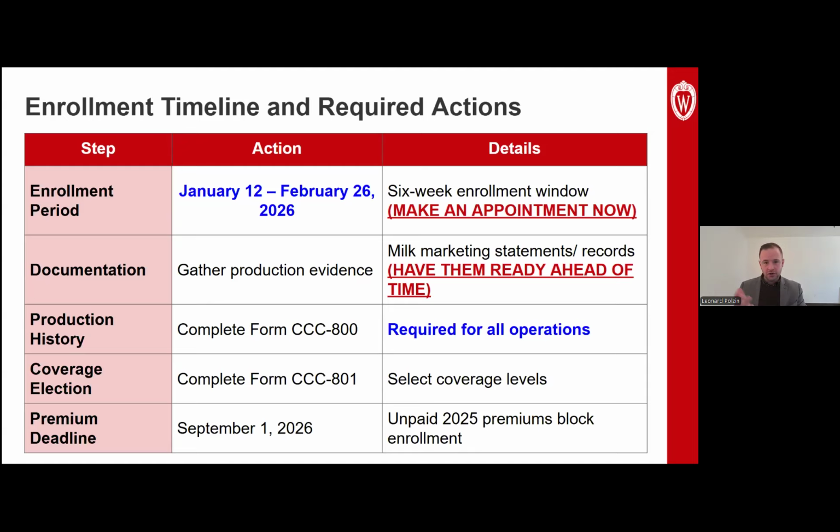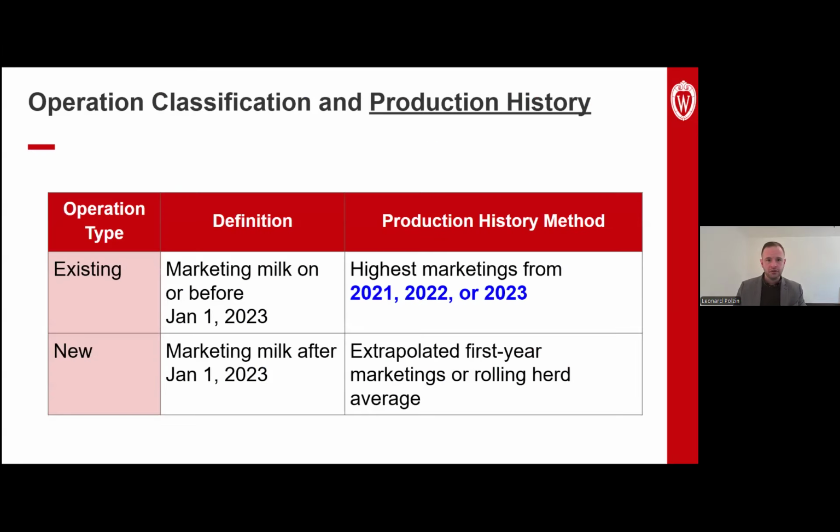Production history, again, is required for all operations. And then you can just see some of the forms that are required, but FSA will help you out with that. The other big thing is to make sure that your premium is paid from last year in order to enroll again. And premiums are due in September of 2026 for this enrollment period.